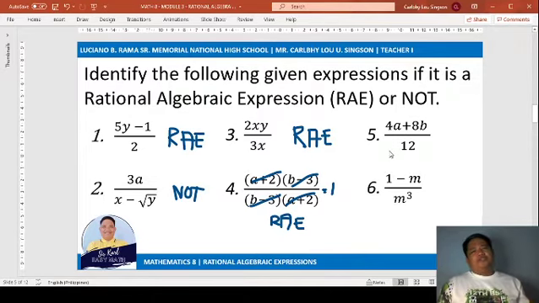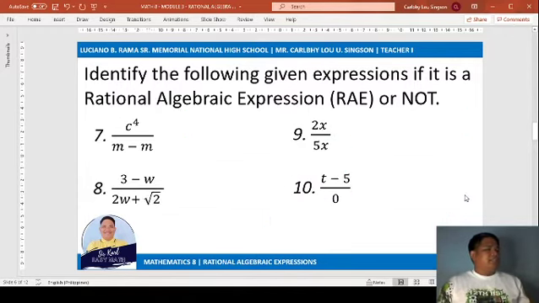How about number 5? 4a plus 8b over 12. Addition is still fine. Both the numerator and denominator are polynomials, and the denominator is not equal to 0, so this is an example of a rational algebraic expression. Number 6: 1 minus m over m cubed. No problem with that one. That is still a rational algebraic expression.